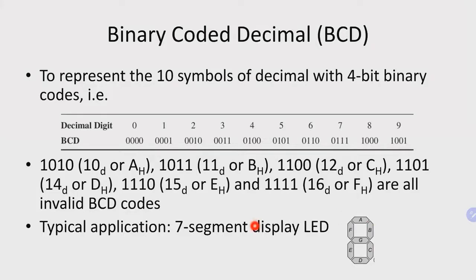a number. This is commonly used in your calculator. Your calculator numbers are represented using this 7-segment display. And the binary coded decimal is used to convert the decimal to light up the 7-segment accordingly. So for example, for a 0, we have a BCD code of 0000, and that will signal the 7-segment to light up A, B, C, D, E, and F to display number 0.